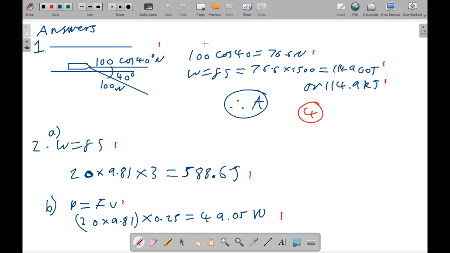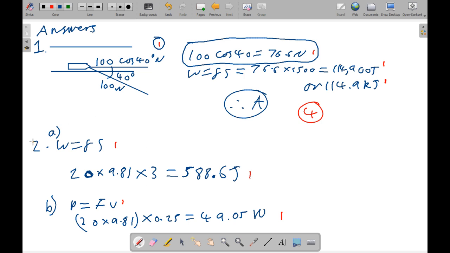Drawing a diagram always helps. So 1,000 cos 40 equals 766 newtons. That's the horizontal component. Then we use W equals Fs. 766 times 1,500 equals 114,900 joules, or 114.9 kilojoules. So it's A. That is full marks. I'll give you a mark for the diagram because it's good practice to get into, but the actual question is only worth 3 marks.